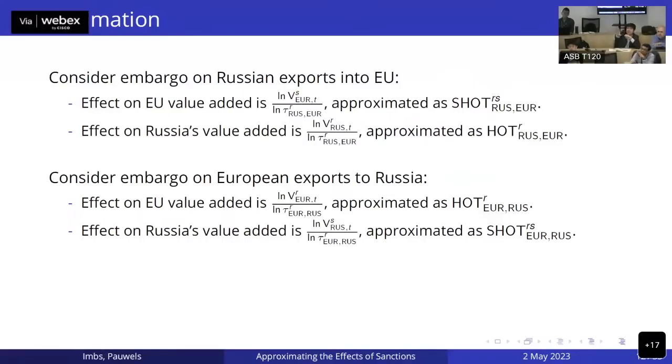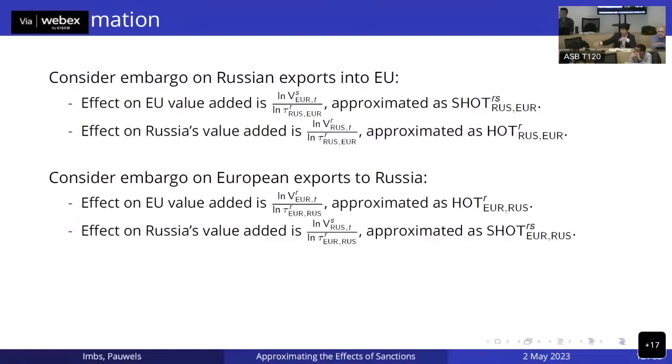No, but even just this slide, right? You are considering an embargo on Russia into the EU without a reaction, without a retaliation. So it's two unilateral hypotheses. It would be interesting also to see when both do the same thing, right? Yes. Fair enough. That's a fair point. It's just an interesting exercise to do. Okay, good. Thank you.